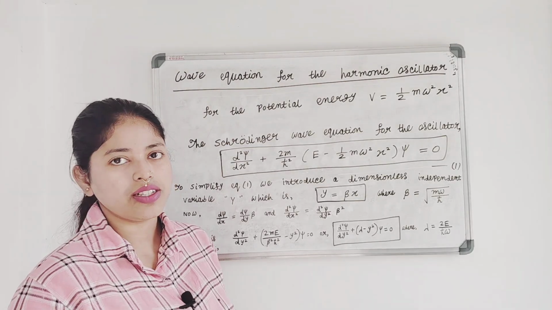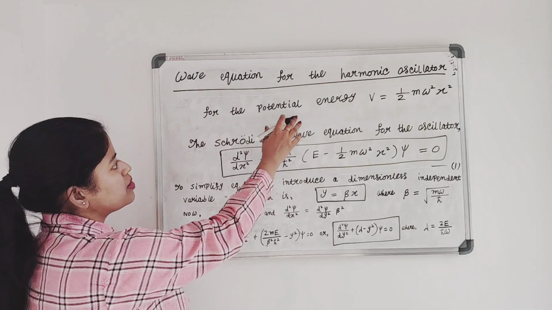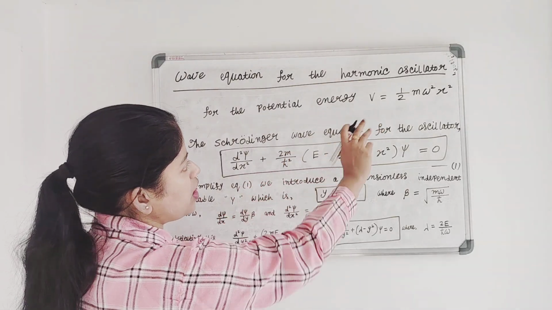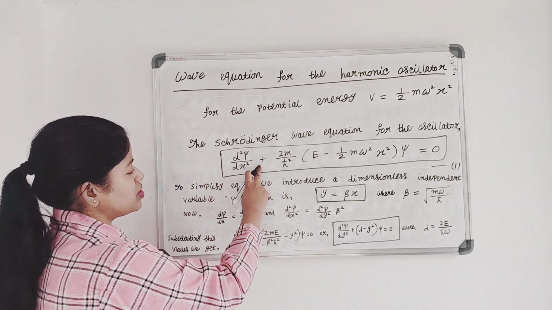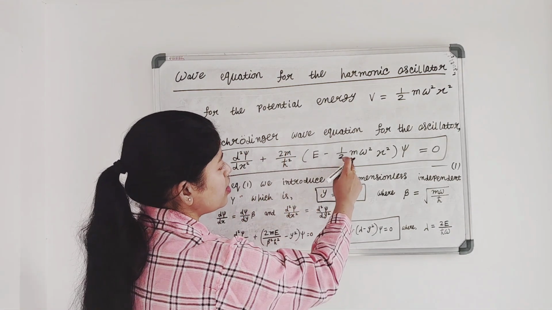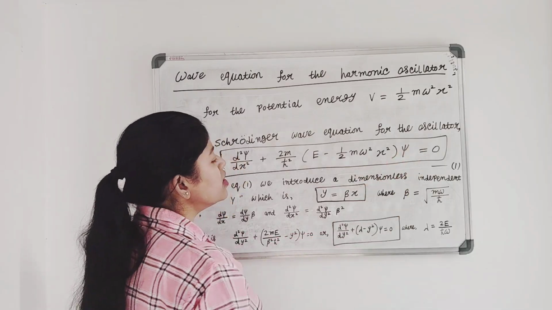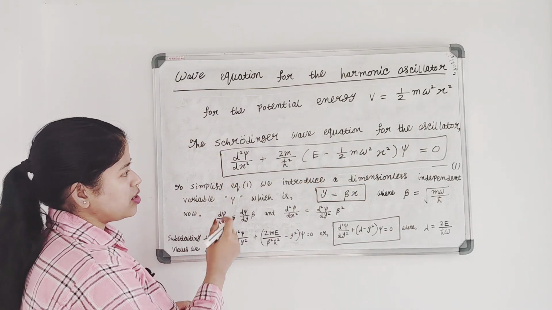Now we are going to calculate the wave equation for the harmonic oscillator. Here we are considering the potential energy V, which equals half m omega square x square. For this potential energy, the Schrodinger equation is d2 psi dx2 plus 2m by h cut square into E minus half m omega square x square into psi. So this is our equation 1 for the wave equation for the harmonic oscillator.